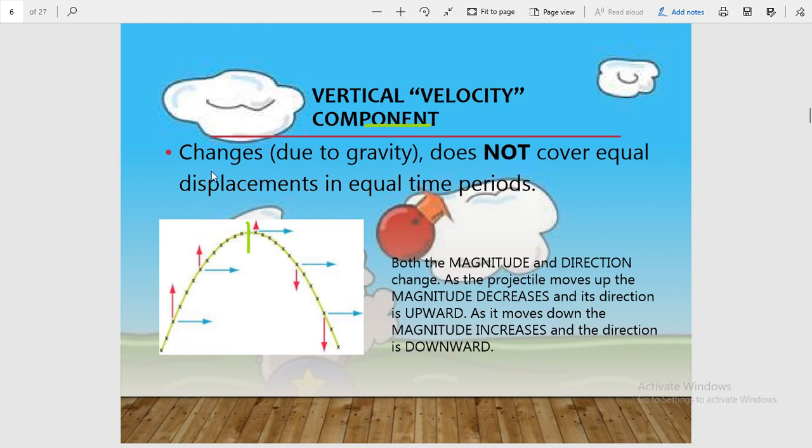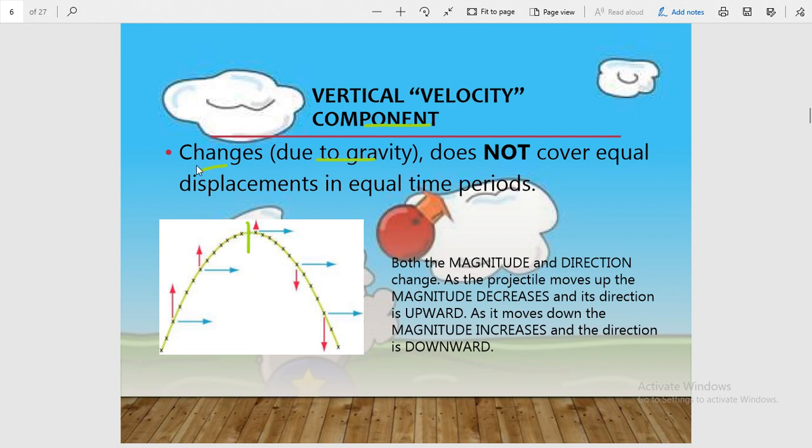You can see here this component changes due to gravity, because this velocity component is either in the direction of gravity or opposite to it. Here you can see these two are in the direction of the gravitational attraction, and here they are opposite to the direction of the gravitational attraction. So it changes due to gravity and does not cover equal displacement in equal time periods.